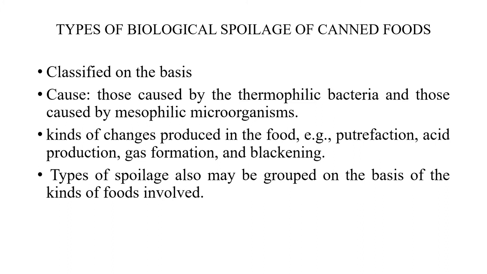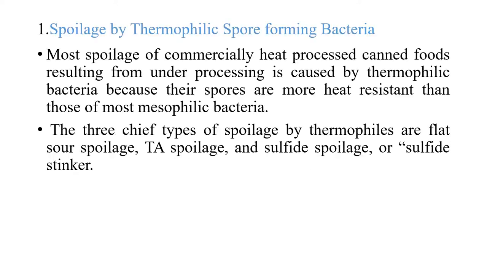So the microbial spoilage of canned food can be classified first on the basis of the cause, that is, sometimes it is caused by thermophilic bacteria and sometimes by mesophilic microorganisms. We can also classify it on the basis of the changes produced in the food, like putrefaction, acid production, gas formation, blackening, etc. And some types of spoilage are grouped on the basis of the kind of food involved. First we will see the spoilage of canned food by thermophilic spore forming bacteria.